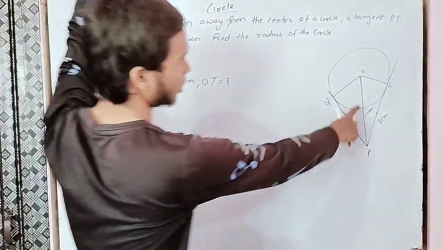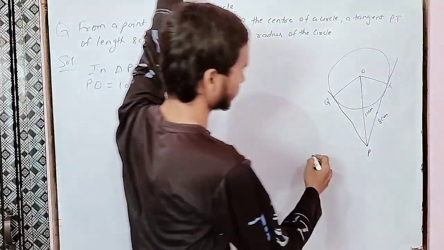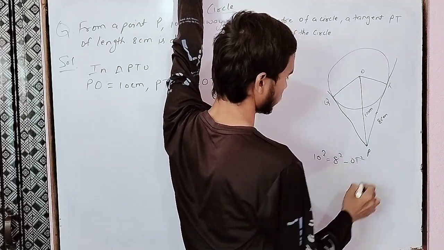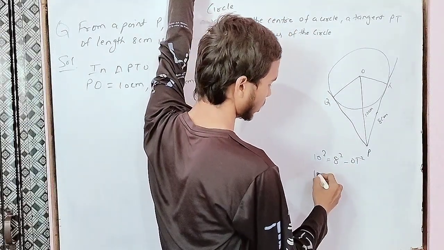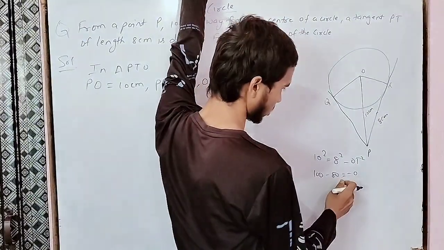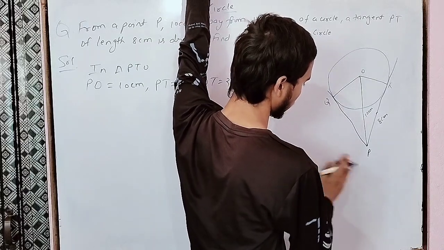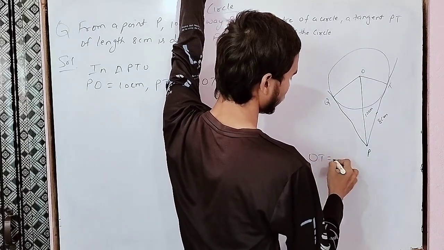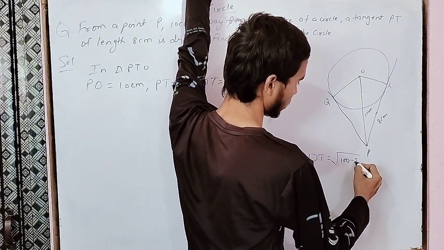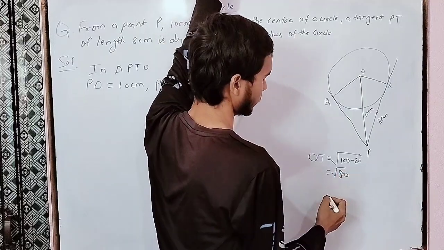Now, if this is the hypotenuse, then this will be the base and this will be the perpendicular. So can we say 10 square minus 8 square? So 100 minus 80. To find OT, we will have to subtract 80 from 100. So it will become 80.